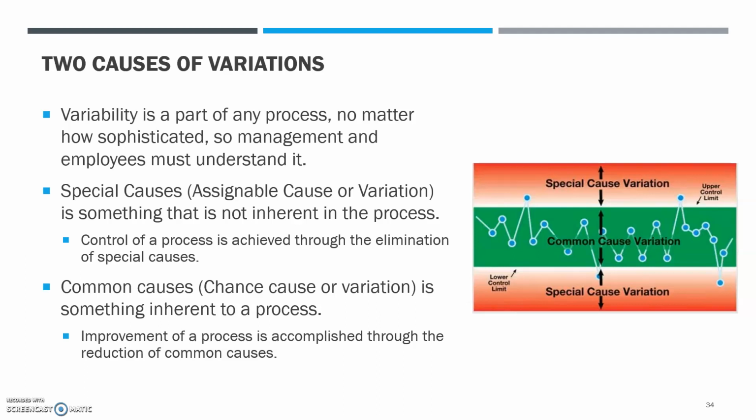Another important thing the control chart can help us with is identifying whether an assignable cause or a common cause happened during the process. If you look at the rationale here, variability is a part of any process. For any process, you will have to expect a certain level of variability.